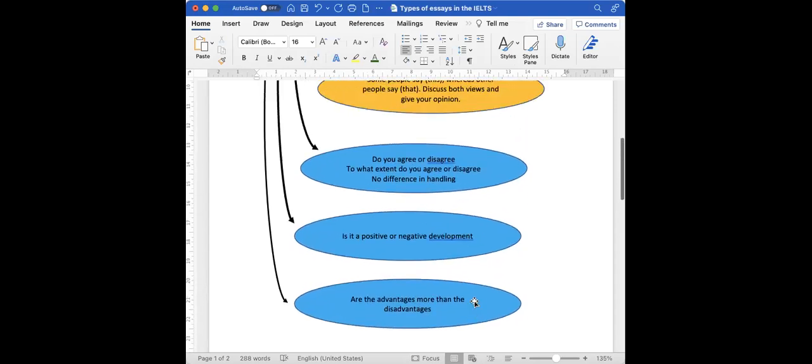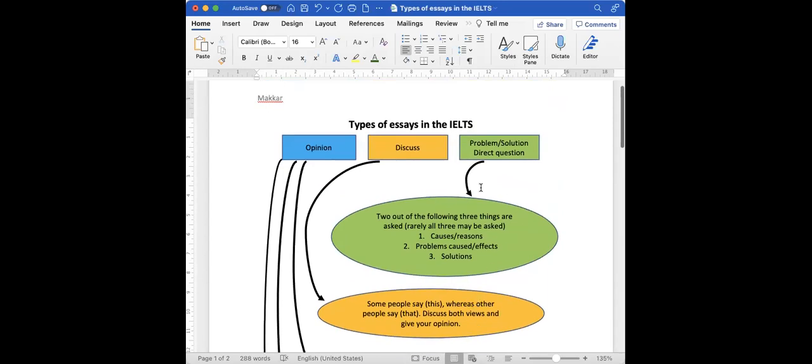Now, in brief, I'll tell you something more about the problem solution, discuss, and opinion essays. In all these 3 types of essays, you have to give the introduction, the conclusion, and 2 body paragraphs or 3 body paragraphs. Is that clear? Okay. Now, in the problem solution essay: introduction, 1 paragraph of problems, 1 of solutions, and the conclusion. Or introduction, 2 paras of causes, 1 of solutions, and conclusion. So it can be a 5 para essay, or a 4 para essay overall.